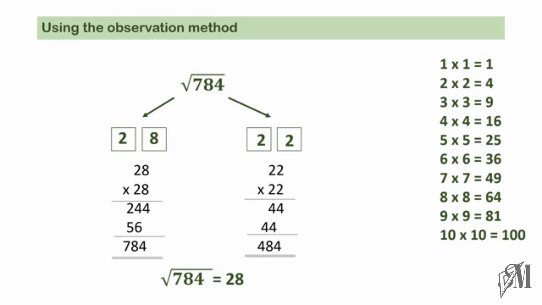Now, in this case, since I need to show you the answers of both, I have done both the multiplications. But if you do 28 into 28 first and if you get the answer as 784, then you don't need to waste time on multiplying 22 into 22. You can directly write the answer as root of 784 is equal to 28. Since this method is a little bit complicated, I'm going to do another example with you.